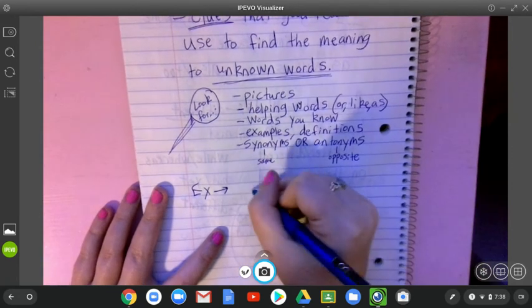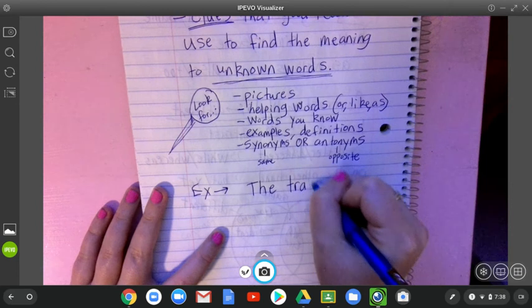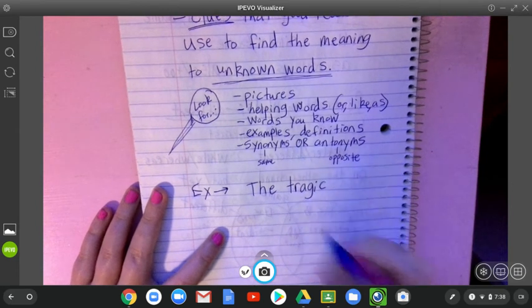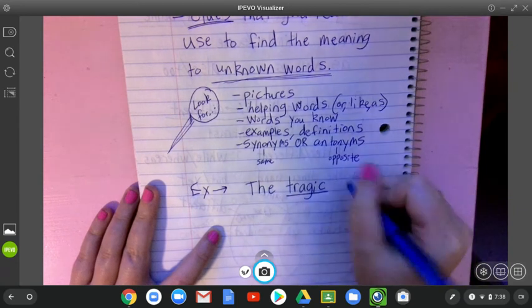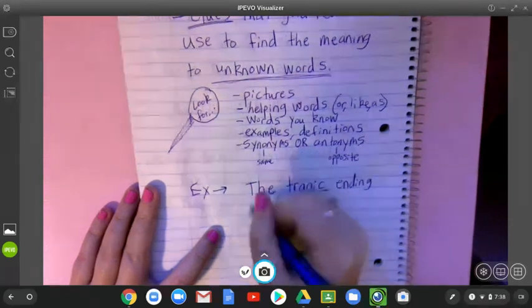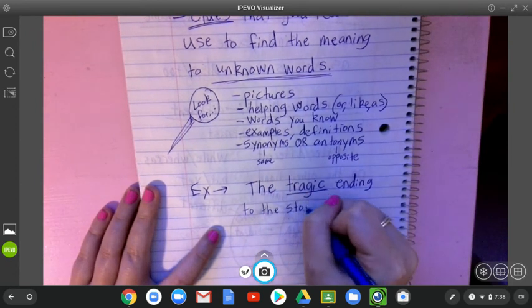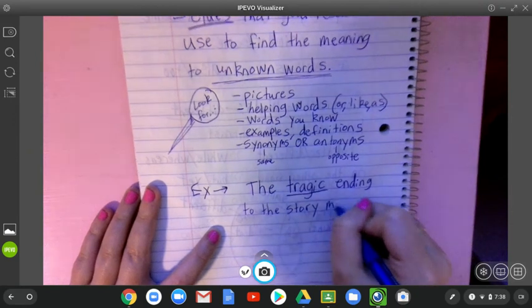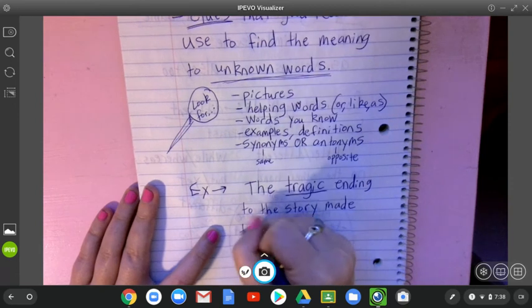And let's write down this sentence. It says, the tragic, and you can underline that word because we're going to try to define that using context clues. The tragic ending to the story made the woman cry.